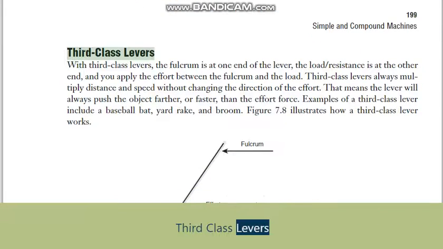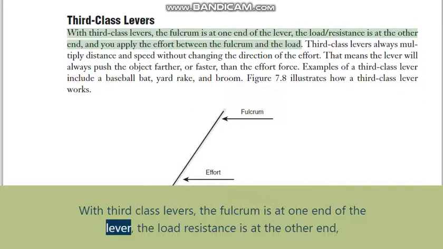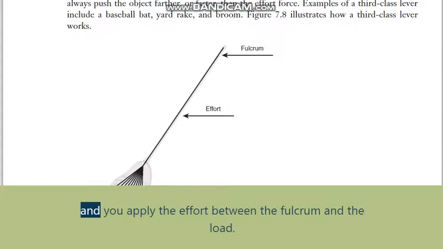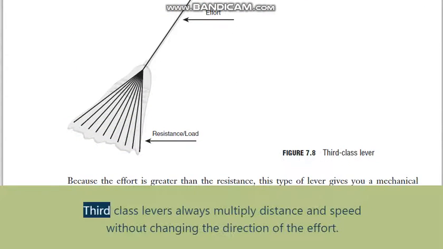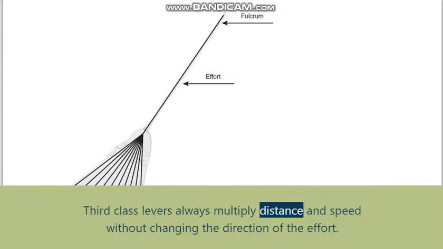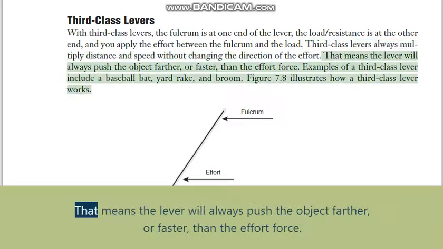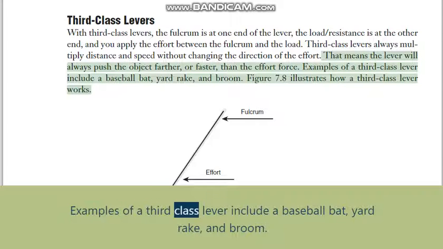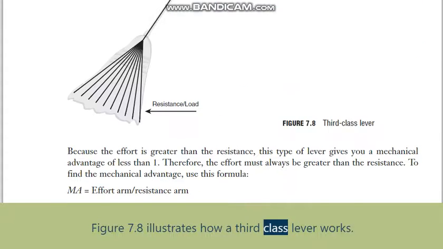Third-class levers. With third-class levers, the fulcrum is at one end of the lever, the load resistance is at the other end, and you apply the effort between the fulcrum and the load. Third-class levers always multiply distance and speed without changing the direction of the effort. That means the lever will always push the object farther, or faster, than the effort force. Examples of a third-class lever include a baseball bat, yard rake, and broom. Figure 7.8 illustrates how a third-class lever works.